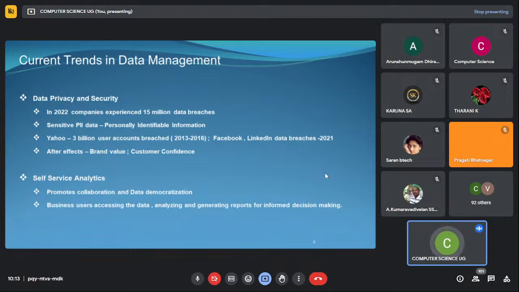So it promotes collaboration. A lot of business users can work with the data and come up with the reports that are required, and data democratization, which means that data can be used by different people in the bank. So business users access the data, analyze it and generate reports for informed decision making. It cannot be done at all levels, but to an extent, when we give this data democratization, it helps the business go to the next level.